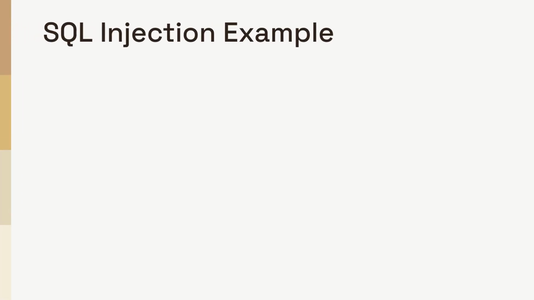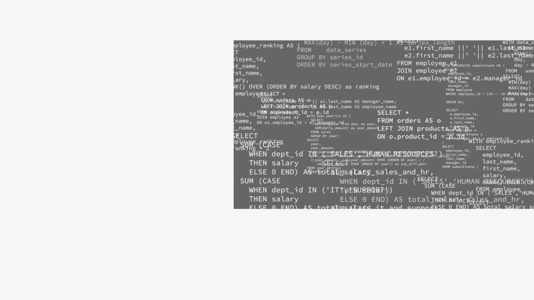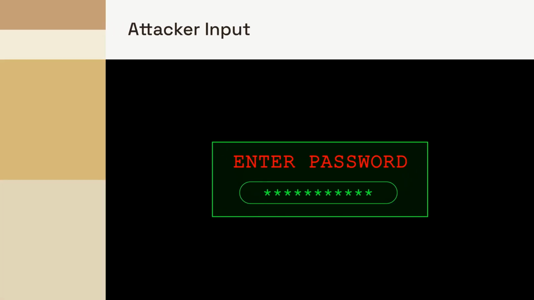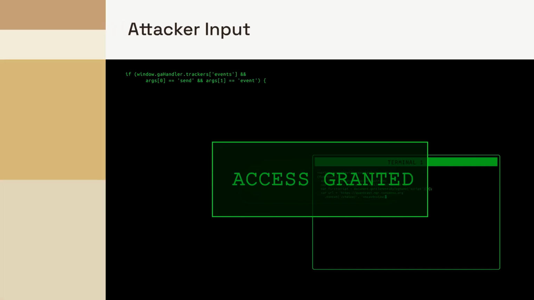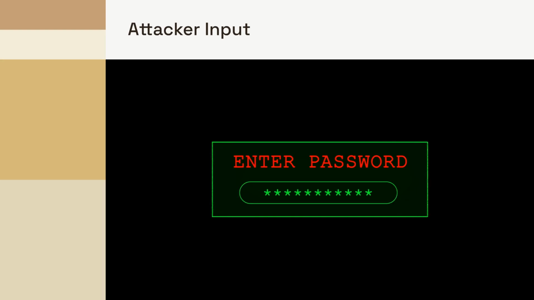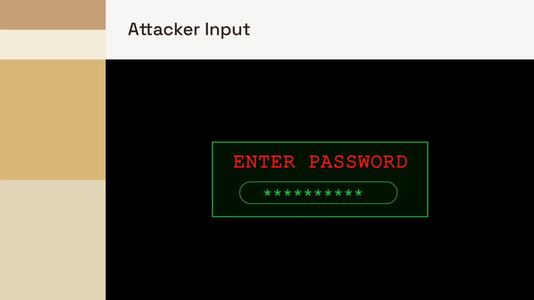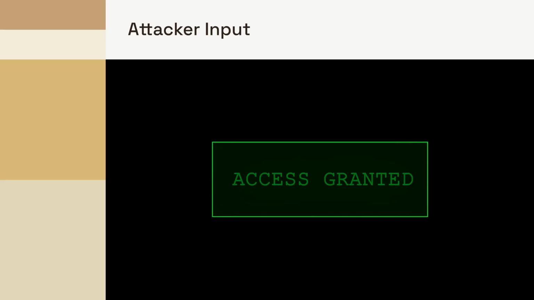Let's walk through a simple example to see exactly how an SQL injection attack works. A normal login system sends a query to select records where the username and password match the entered values. A match grants access, otherwise it's denied. An attacker can bypass this by entering input like ' OR 1=1 --. Since 1=1 is always true, and the double dash ignores the rest of the query, the system may incorrectly grant access.